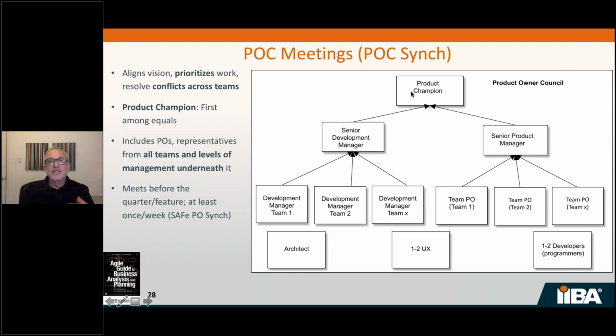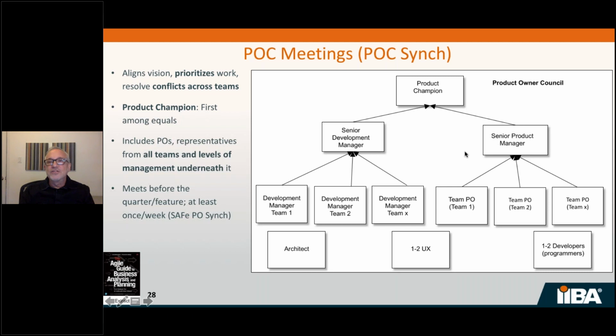We hold this meeting regularly. You do it before a quarter as part of quarterly planning, and then once things get rolling, at least once a week. In SAFE, they refer to this as the PO sync. And the purpose is to align the vision and prioritization of work across teams. And if there are conflicts about priorities, like team one really wants to push for A and team two wants to push for B, it's during the product owner council meeting that we try to resolve those.